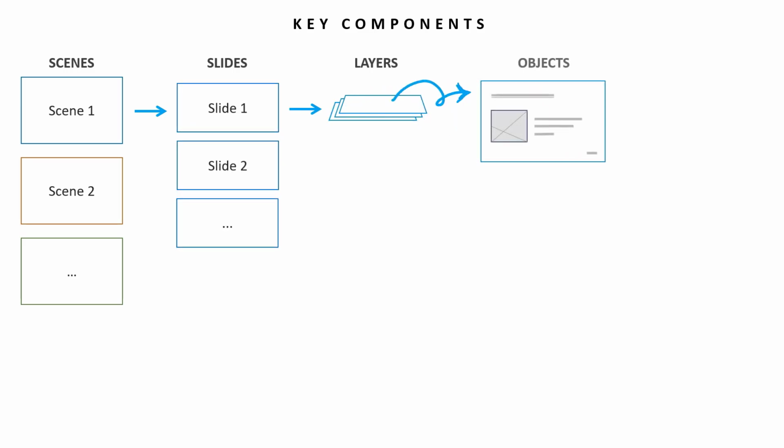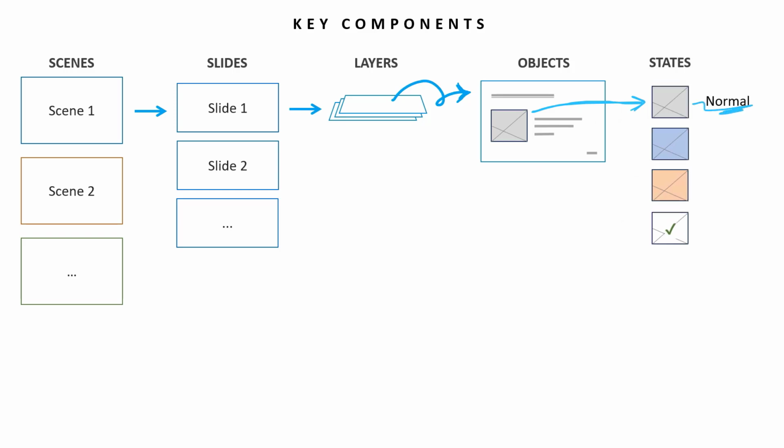A layer consists of various objects. Objects refer to all the items you place on a layer, such as graphics, text, images, video, or audio. Objects can be further broken down into states. An object itself is in a normal state, which you can change as per your requirements. So these are the key components you will use when working with Storyline.